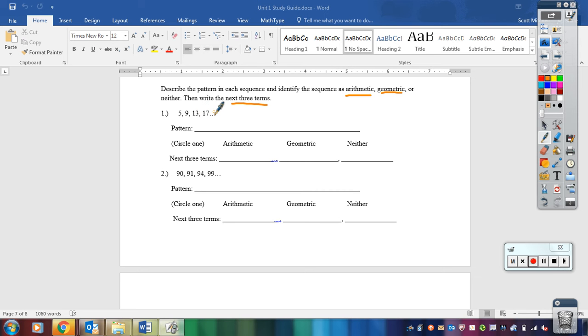3, 5, 9. It looks like it's getting bigger, not too quickly though. Looks like it's plus 4 each time, which is arithmetic. Let's find the next three numbers. The next three terms would be 21, 25, and 29.